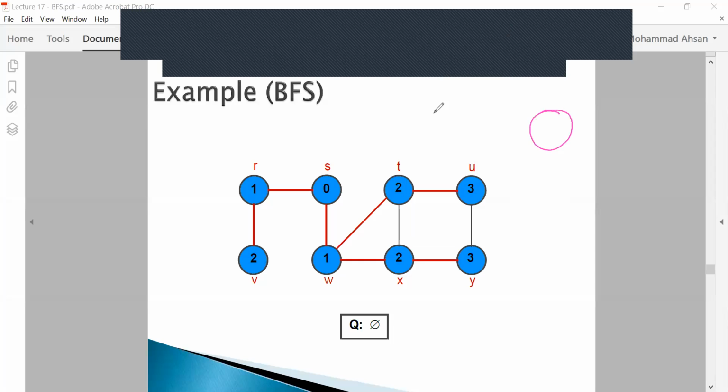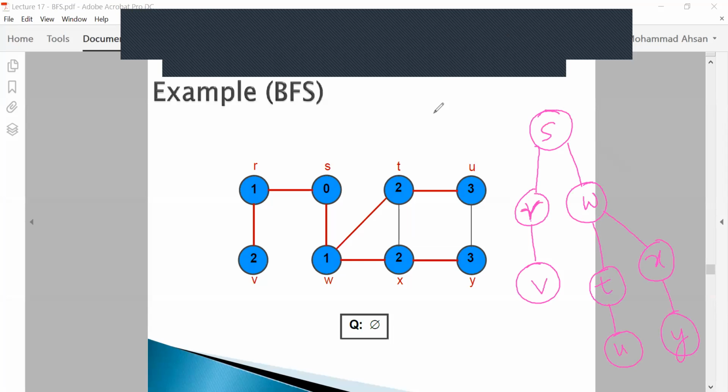So if you pick up S in your hand, if all of them are balls connected with some string, this is how they will hang. Sorry, this is R, and this is V, then this is W, T, U, W, X, Y. So you see sources at level 0, level 1, level 2, and level 3.